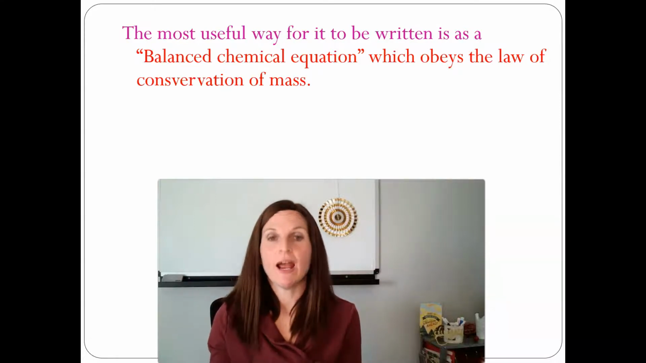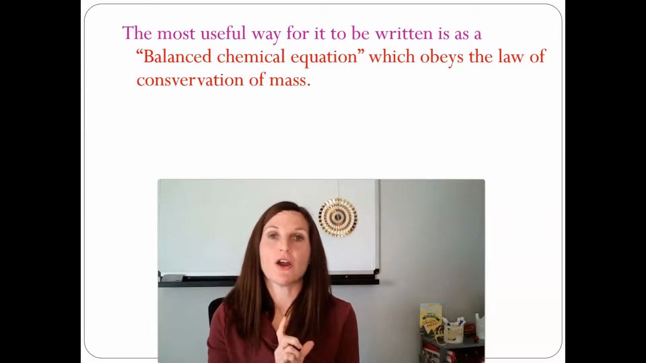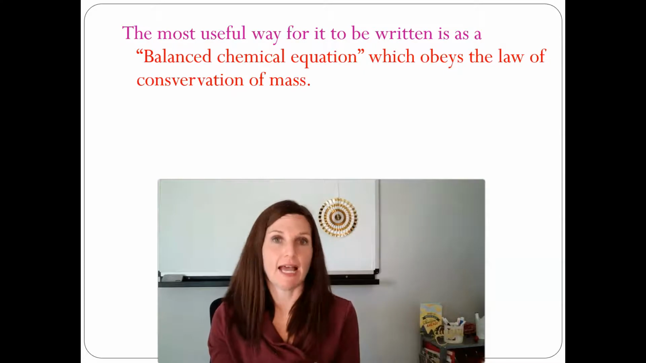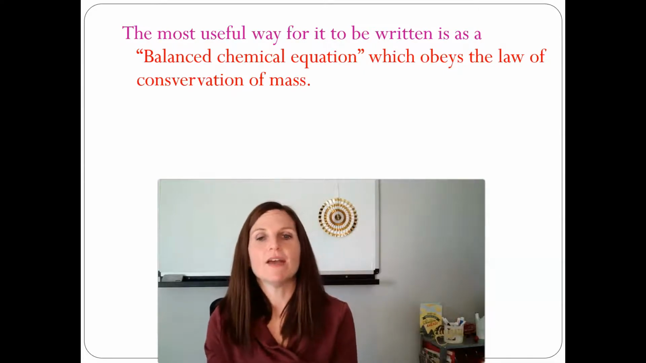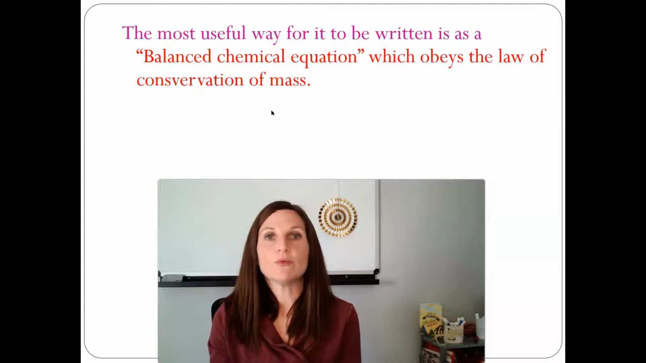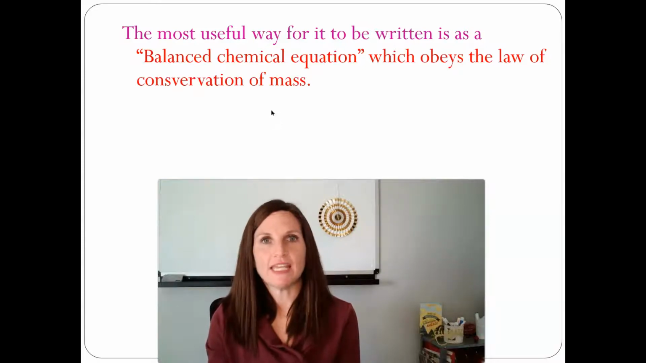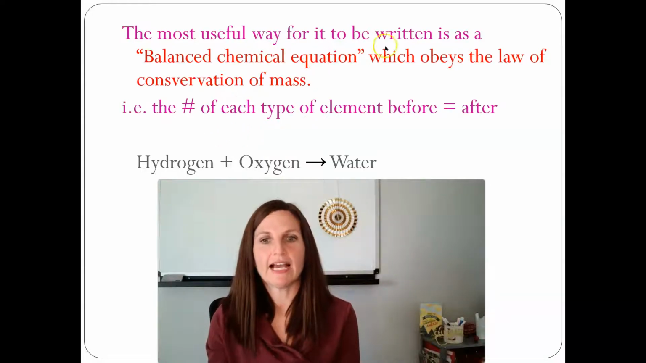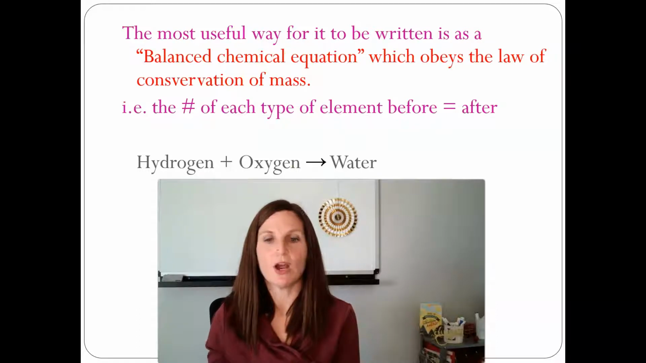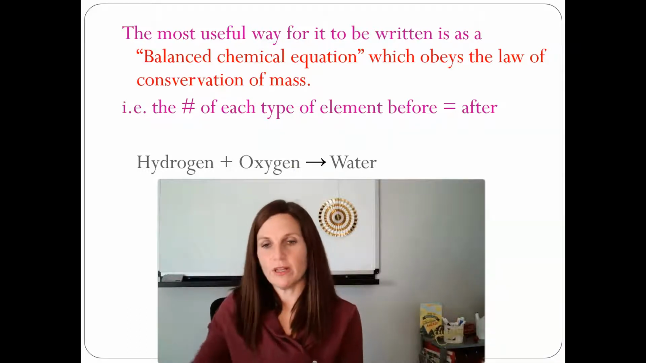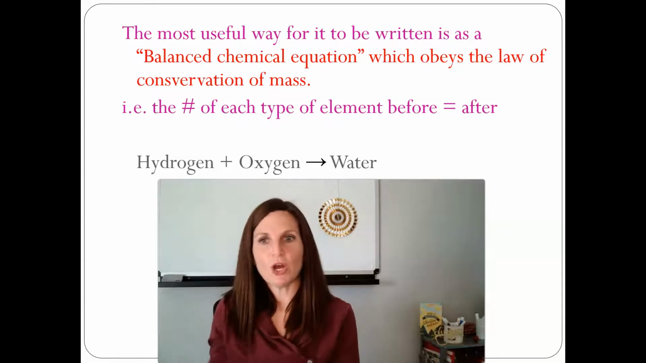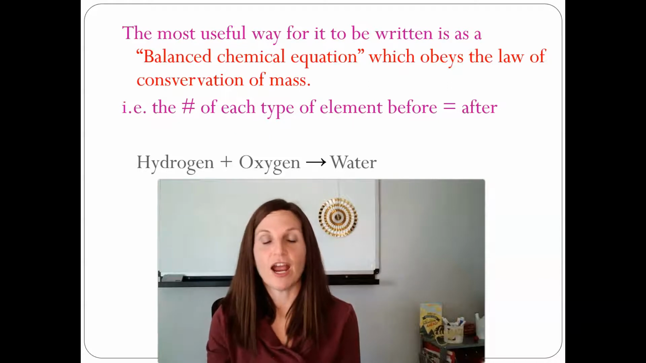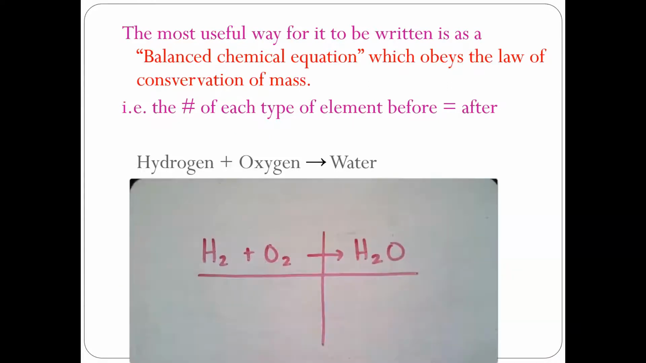We want to make sure that if we have 4 oxygens on our reactant side, that we also have 4 on the product side. And so we want to make sure that we have equal amounts of atoms on each side of our reaction line. So when we start with our word equation, like hydrogen plus oxygen produces water, we already know a formula equation like H2 plus O2 yields H2O. But we can take this one step further and we can balance this equation.